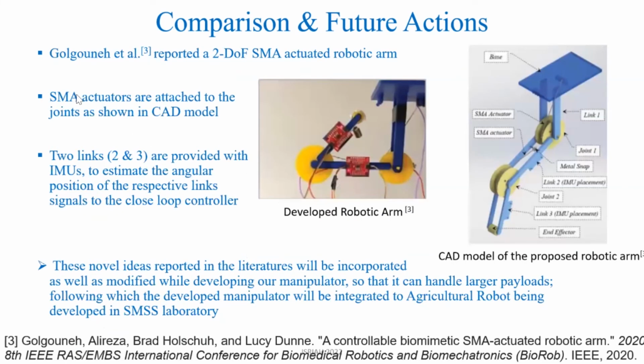Another is this SMA wire. These SMA actuators are attached to the joints, as shown in the CAD model. Here in the CAD model, you can see this is an SMA wire, and this is also an SMA wire. These two links, 2 and 3, are provided with IMUs, that is, inertial measurement units. These inertial measurement units estimate the angular position, that is, the orientation of the respective links, and this will provide signals to the closed loop controller.